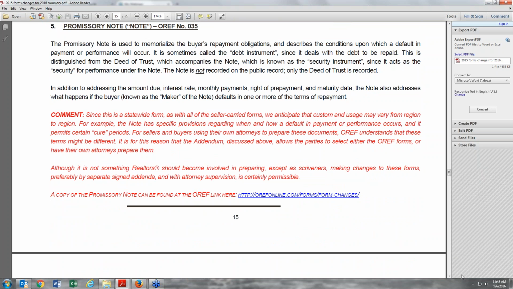The promissory note is not recorded, and these seller-carried transactions should be used only in situations where the contract of sale or the deed of trust is going to be recorded in the first position.